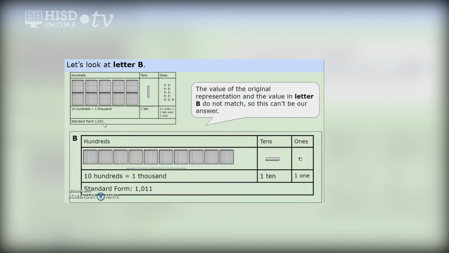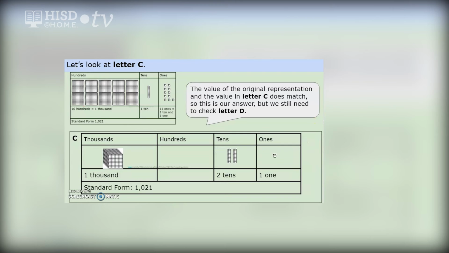Remember, we're looking for 1,021. The value of the original representation and the value in letter B do not match. So this can't be our answer. Let's continue. Now let's look at letter C. Remember, we're looking for 1,021.